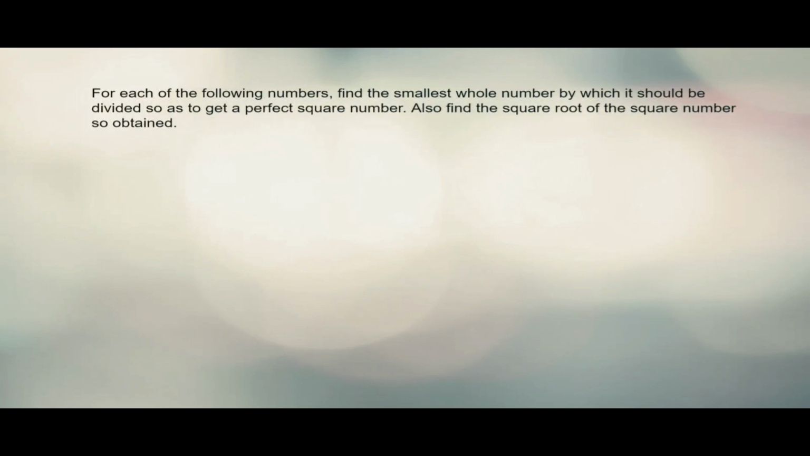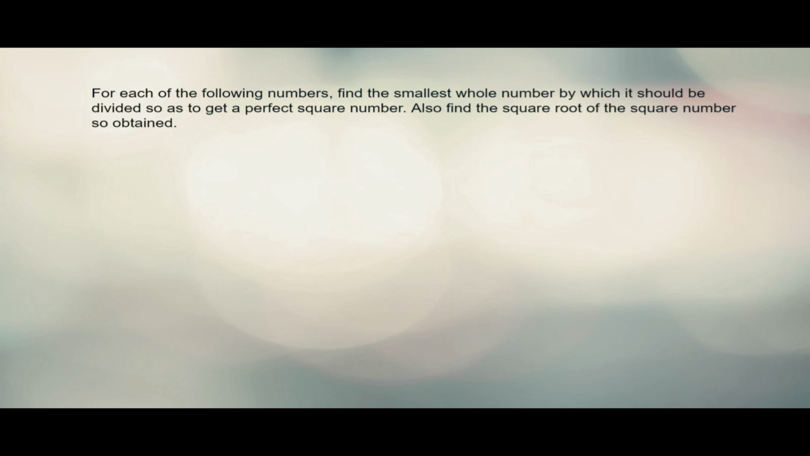Moving to the next question. For each of the following numbers, find the smallest whole number by which it should be divided so as to get a perfect square number. Also find the square root of the square number so obtained. Here we have to pay attention to the word divide.